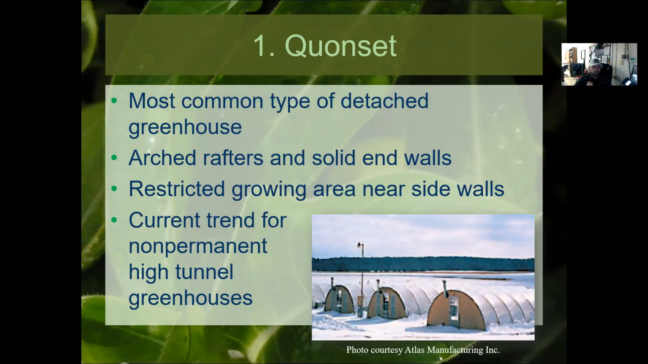And there's a current trend for non-permanent high tunnel greenhouses. A lot of these Quonset greenhouses going up are not going to stand the test of time. They're going to have to be rebuilt over time. Some of the ones with the plastic are just cold frames. That's when you put a piece of plastic over top of it. Most of the time, they aren't even heated. As you can see from the ones right here, these are heated, but there are a lot of cold frame houses that are not going to be heated at all whatsoever.